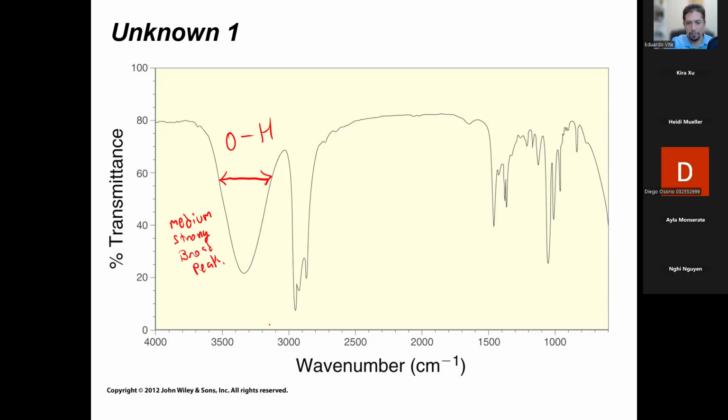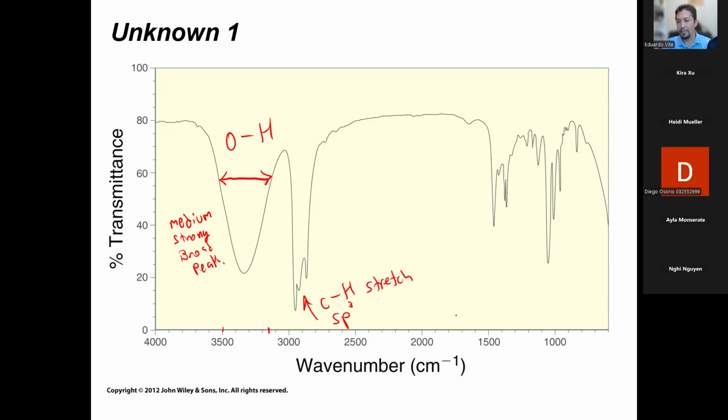And usually those are above 3000. I would say this one starts at around 3200 and goes to around 3500. So yes, definitely an alcohol peak. Once again, these are your carbon-hydrogen stretches. Specifically, we say sp3 CH stretch.